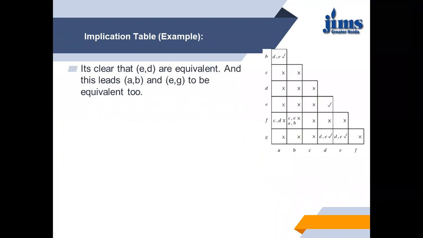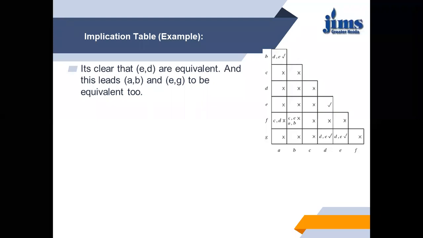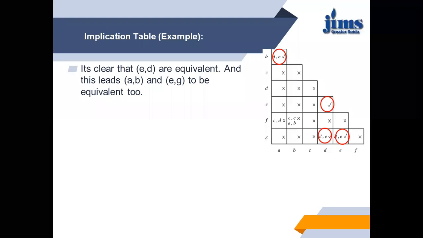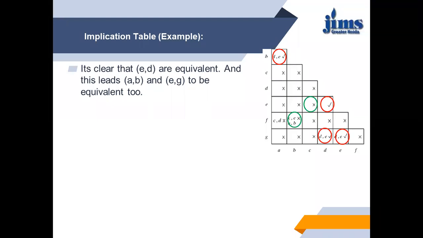So it clears that E and D are equivalent, and this leads AB and EG to be equivalent too. So these are the equivalent condition tables. Again, C and E are not equivalent. That means B and F cannot be equivalent. Again, C and D is not equivalent. That means where there is C comma D, that is not equivalent.